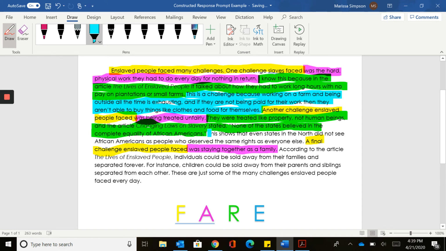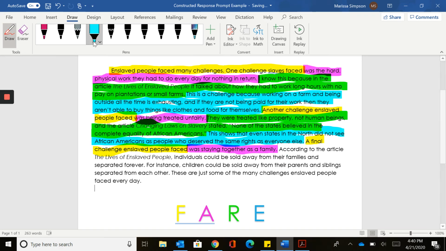I think this is the hardest part, where we sometimes forget to do this part. You're good at finding that evidence and being able to connect it back to the answer, but you've got to explain, what does that evidence tell you? How is that evidence helping you answer the question? So that quote that said none of the states believed in the complete equality of African Americans, that showed that even states in the North did not see African Americans as people who deserve the same rights as everyone else. So that's how I explain that.